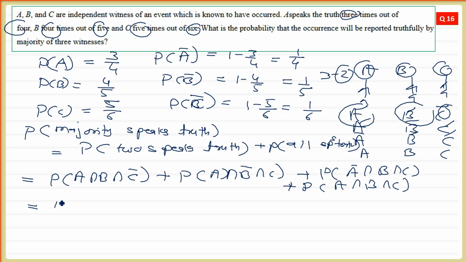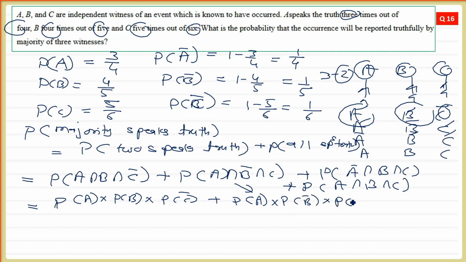Now this can be separated. It's P(A) multiplied by P(B) multiplied by P(C̄). And if you remember or recall, we have already computed all these values when we started this question. The second part is P(A) multiplied by P(B̄) multiplied by P(C). The third term is P(Ā), because these are independent events, so P(Ā) into P(B) multiplied by P(C). The final one will be P(A) multiplied by P(B) and multiplied by P(C).